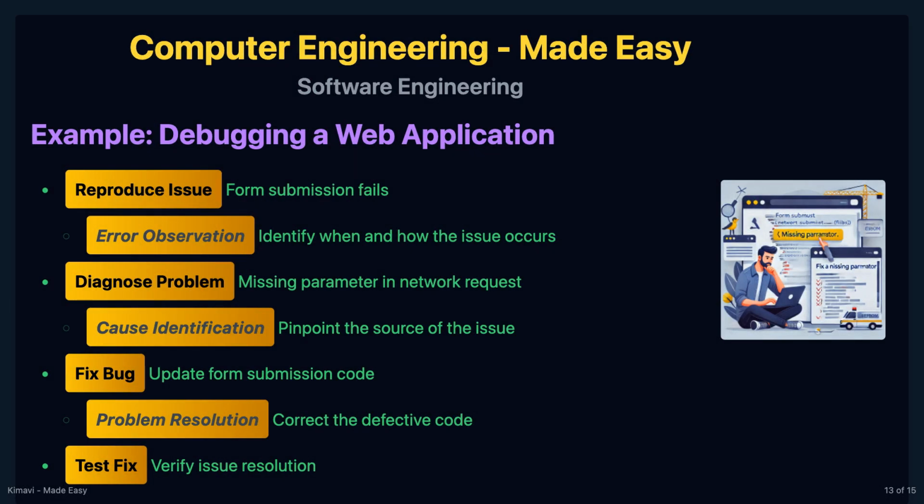For a web application, debugging might involve reproducing the issue by observing that a form submission fails under certain conditions. Diagnosing the problem using browser developer tools to inspect the network requests and identify a missing parameter. Fixing the bug by updating the form submission code to include the missing parameter. And testing the fix by submitting the form again to ensure the issue is resolved and no new issues are introduced.